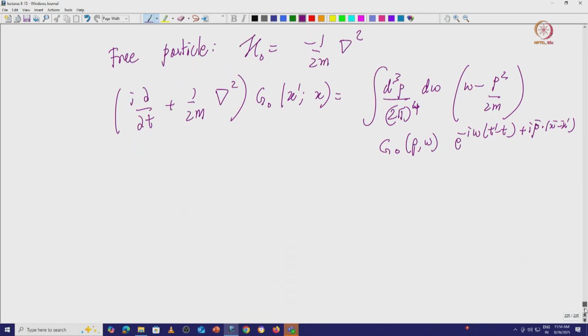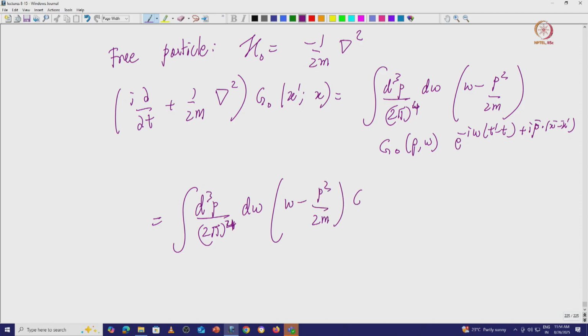Okay, let me write it explicitly clear. This is nothing but integral d cube p. This is a longish expression, d omega, (omega minus p square by 2m) G0 of p omega e power minus i omega (t prime minus t) plus i p dot (x prime minus x).